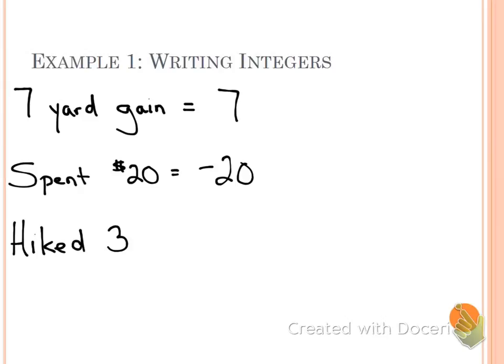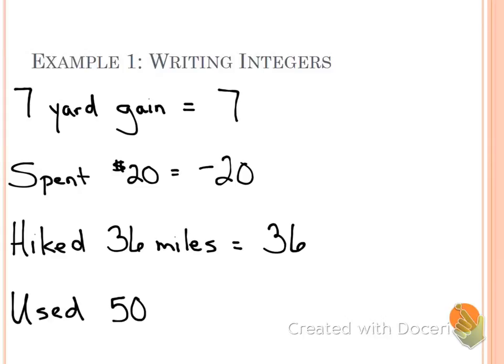What about that I hiked 36 miles? Write that as an integer. And what is it? Positive 36. Very good. And last one, I used 50 gallons of gas. All right, and what's that one going to be? Negative 50. Very good.